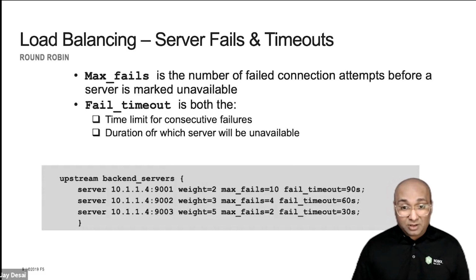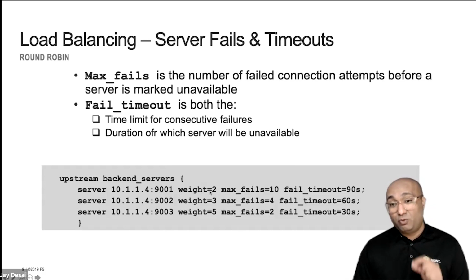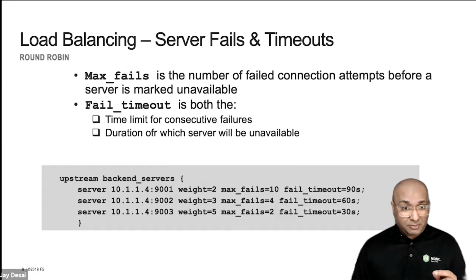So in this example, if you look at backend 1 on port 9001, it's got max fails of 10. So this server is allowed to fail 10 times within 90 seconds before it is marked unavailable. Once marked unavailable, NGINX does not send the server any new requests until the 90 seconds have passed.